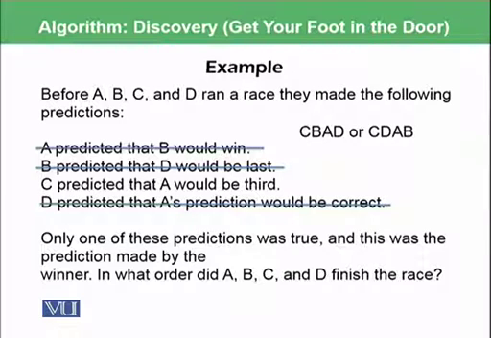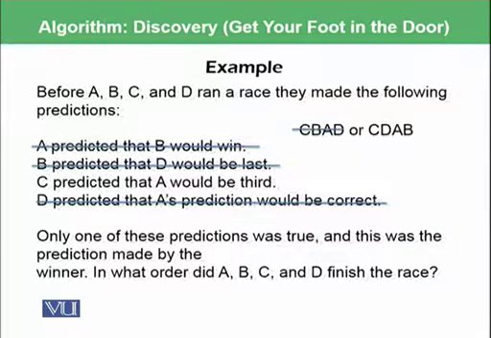Here we again need to refer to the problem, which says B predicted that D would be last, the second statement. As this was a false statement and was rejected previously, the first option can be ruled out, that D is the last one. So the correct order would be C, D, A, B. C remained first, then D remained second, A remained third, and B remained last in the race.